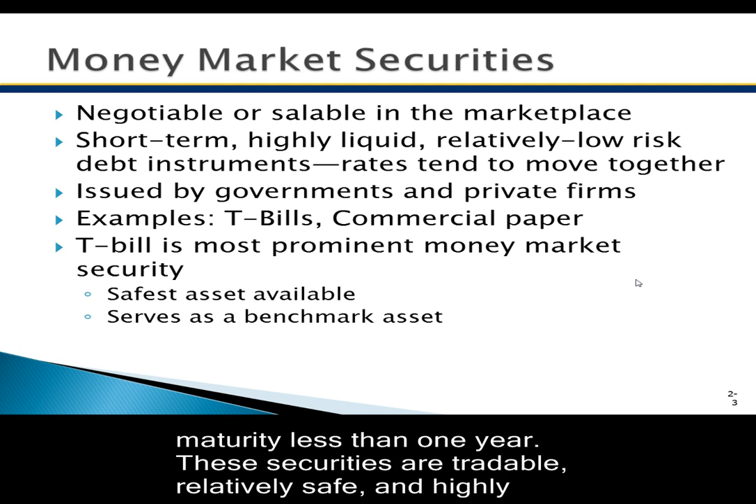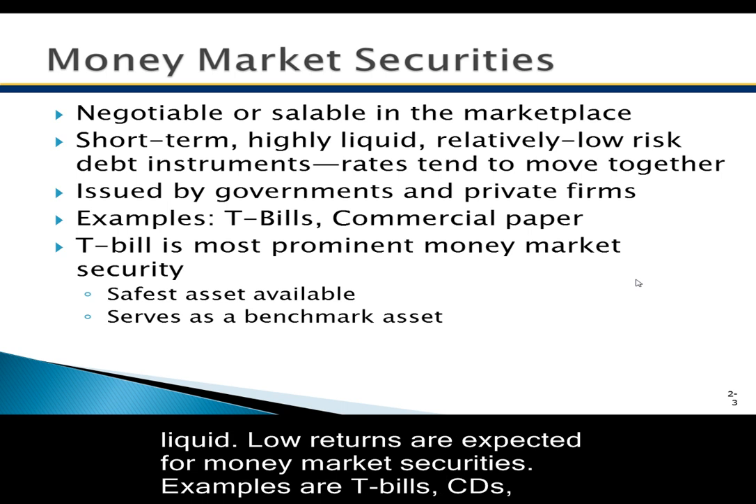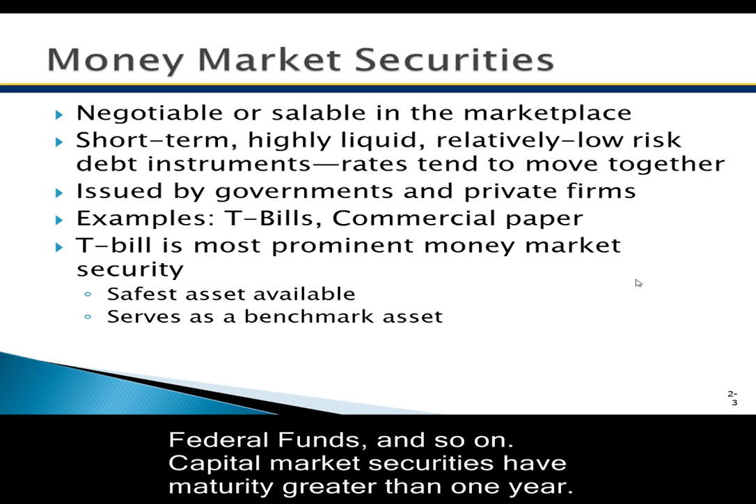Money market securities have maturity less than 1 year. These securities are tradable, relatively safe, and highly liquid. Low returns are expected for money market securities. Examples are T-bills, CDs, federal funds, and so on.